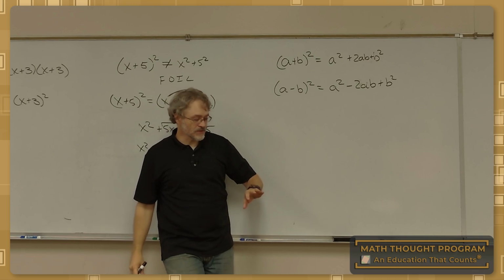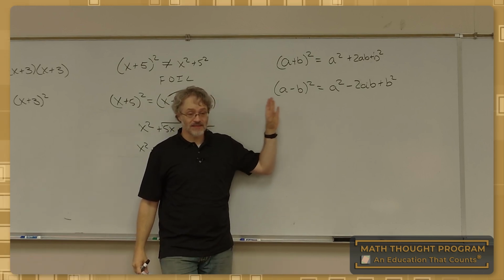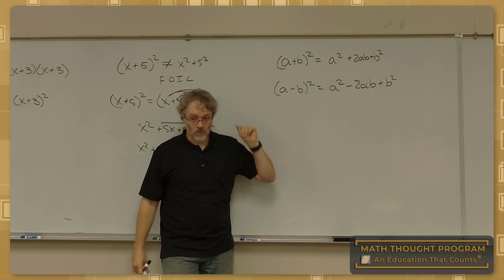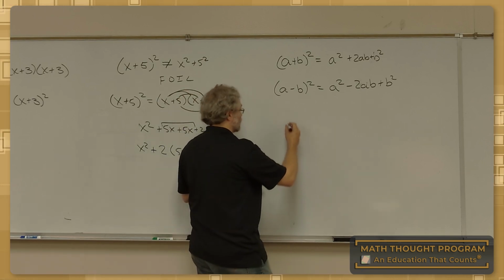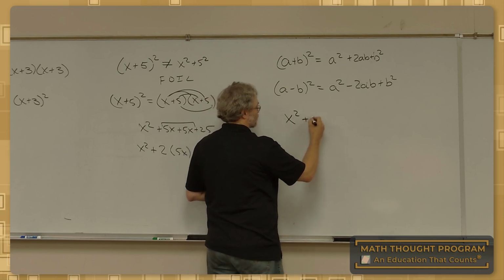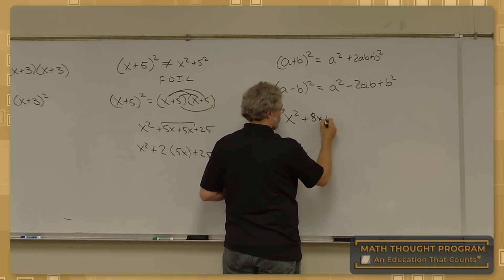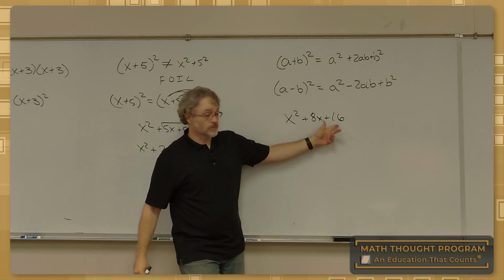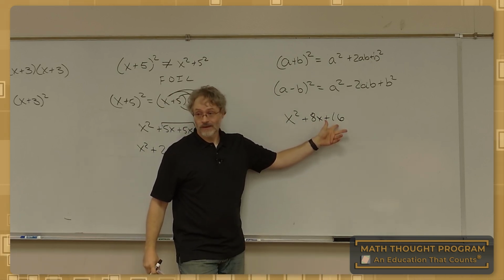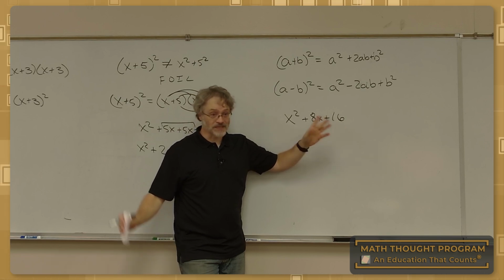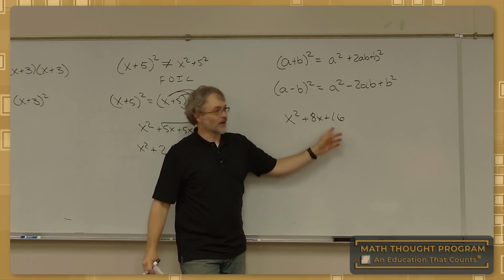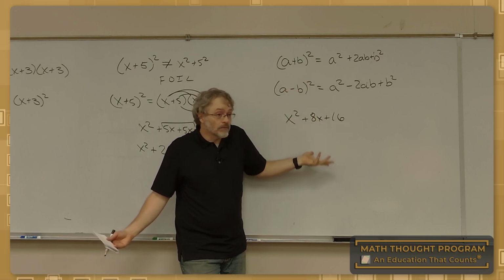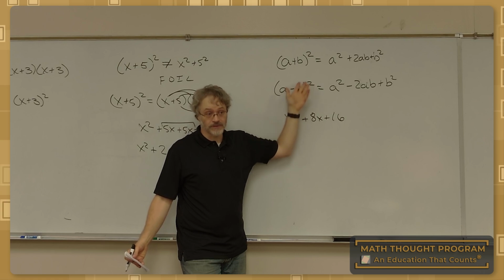So if you see a polynomial which has this type of structure to it, you can factor it really, really quickly. So here's a perfect square. And when I see a perfect square, my spidey sense goes off. I'm thinking, okay, maybe it's one of these. Maybe not. But I wanted to consider that possibility.